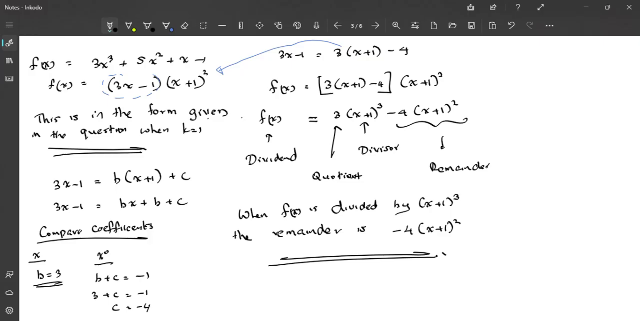So this part was the remainder theorem, factor theorem, the polynomial part. Then we are going to go to the B part.